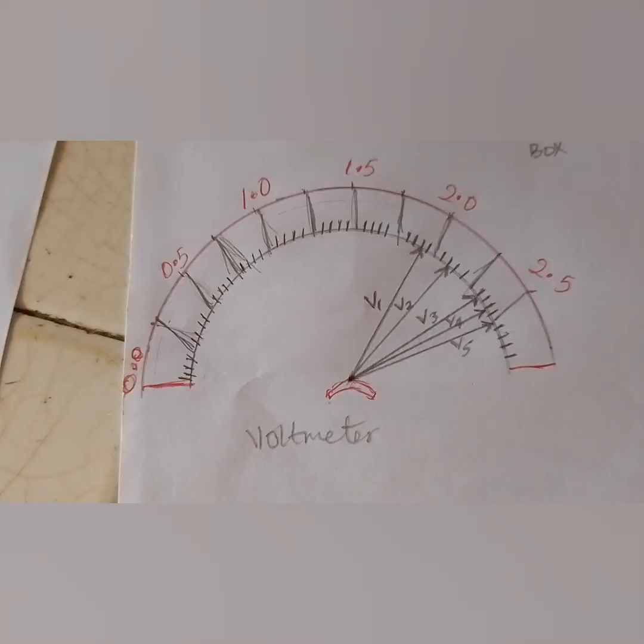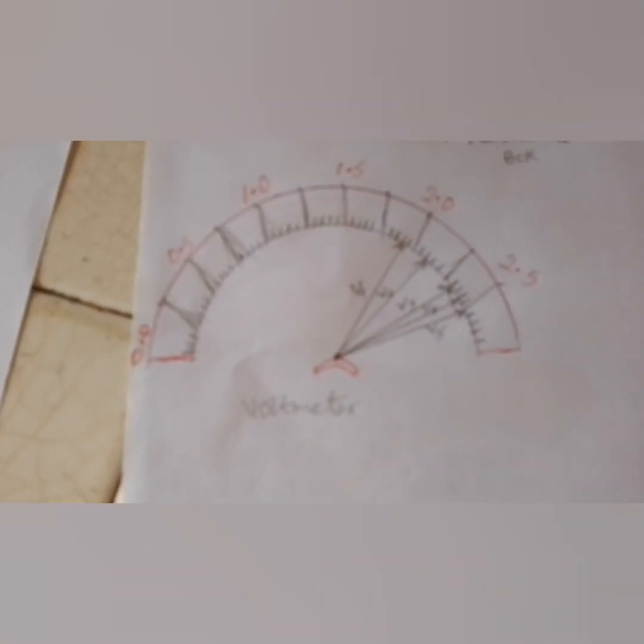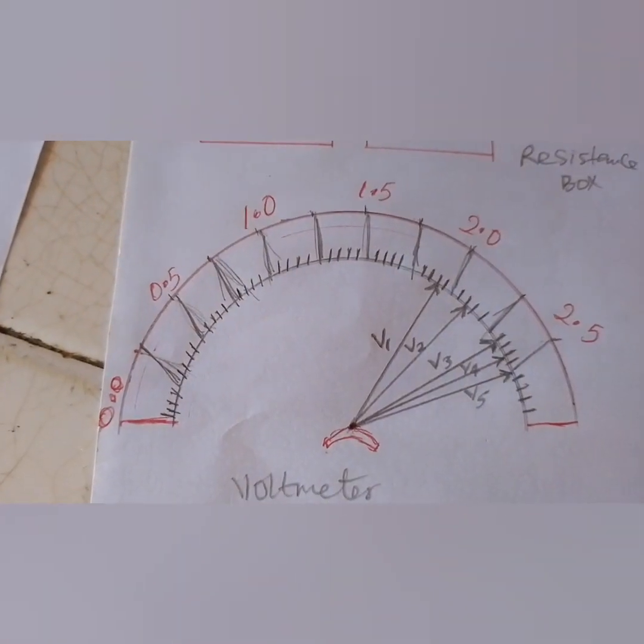Now we are done with that. Let's come back to the corresponding values of the voltmeter. This is the voltmeter, and to get the voltmeter readings, we need to read it. Do you get that?